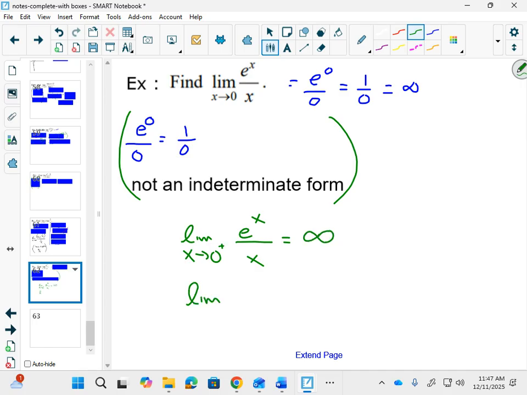And as I approach the limit as x goes to 0 from the negative side, the top is still positive, but now my bottom would be a small negative number. So actually, the answer to this one is that it does not exist.